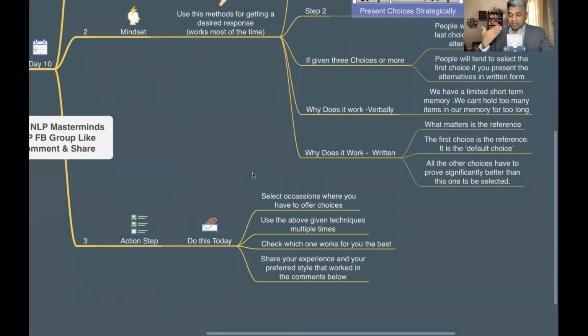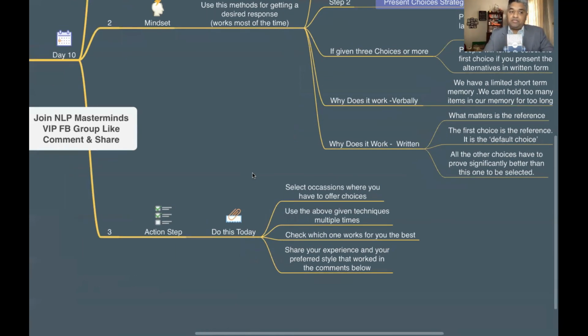So if your verbal communication is better at getting your ideal response, go for verbal communication more. If your written communication is better, then go for written communication. But the most important thing is to share your experience and the preferred style that has worked for you in the comments below. This will help other people understand why it worked, and you will also learn from other people while other people learn from you.